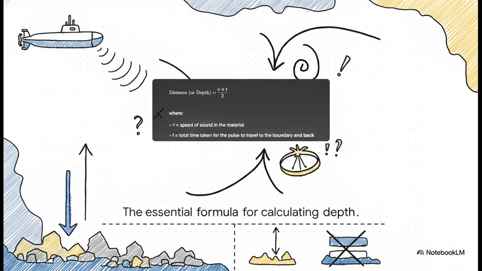When a ship sends a sonar pulse down to the seabed, the time you record is the time for the wave to travel all the way down, hit the bottom, and travel all the way back up to the ship. It is a round trip. If you just blindly multiply speed by time, you are going to calculate double the actual depth. You absolutely must remember to divide your final answer by 2.